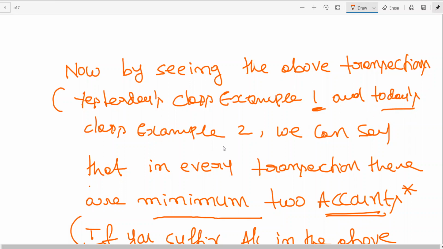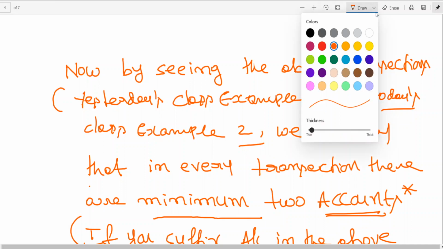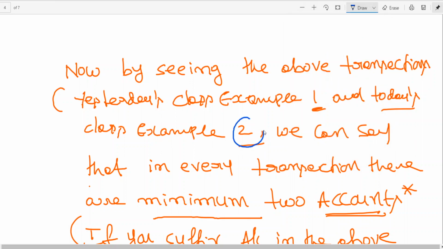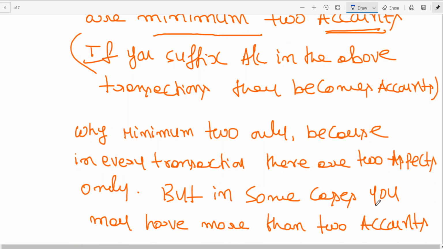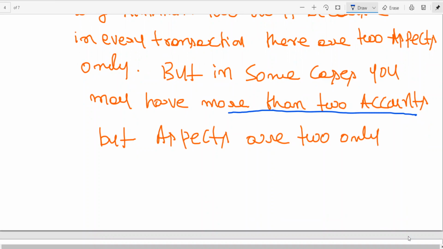And today's class example 2, we can say that every transaction has a minimum of 2 accounts. If you suffix A by C in the above transaction, they become accounts. Why minimum 2 only? Because in every transaction there are 2 aspects only. But in some cases you may have more than 2 accounts, as you have seen in the case of example 1, 2. But aspects are 2 only.